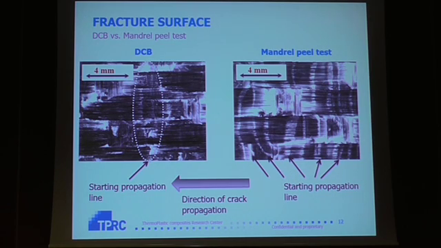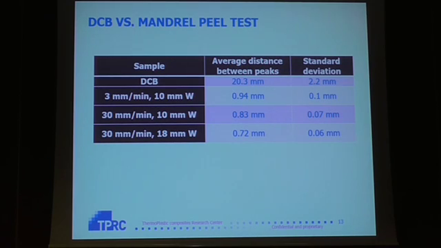On the fracture surface, what we can see again is the same thing. If we try to find where the cracks start, in the DCB test we can see one line and then really stable crack propagation, while in the mandrel peel test we can see these many starting and resting points. The average distance between each initiation point in a DCB test was around 20 millimeters, while in a mandrel peel test it was around 1 millimeter. That means we can generate much more data from a smaller quantity of material.